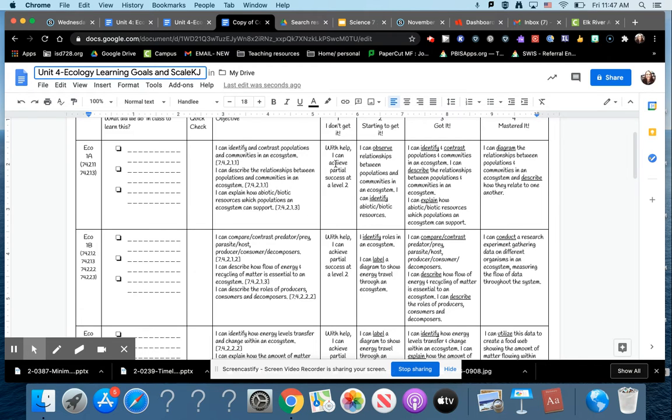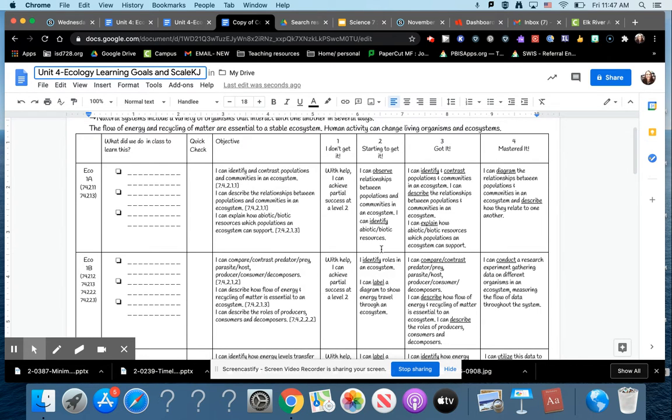So a 1 would be I don't get it. You don't really know much about that at all. A 2 would be I can observe relationships between populations and communities in an ecosystem, and I can identify abiotic and biotic resources. Now, if you don't know what those words abiotic and biotic mean, you're at a 1 right now. A 3 would be I can identify and contrast populations and communities in an ecosystem.